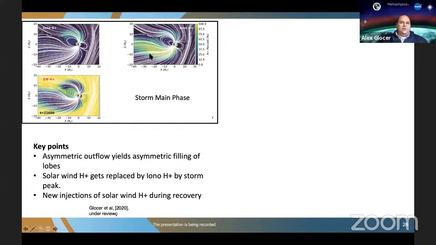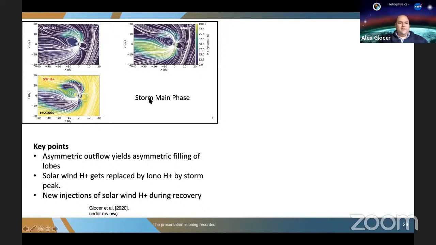And so here I'm showing you the y=0 plane. This is the noon-midnight meridional plane. I'm showing you the ionospheric protons in the upper right, the ionospheric oxygen in the upper left, and the solar wind protons in the lower left. The color contour is showing the percentage that each population is contributing to the total.